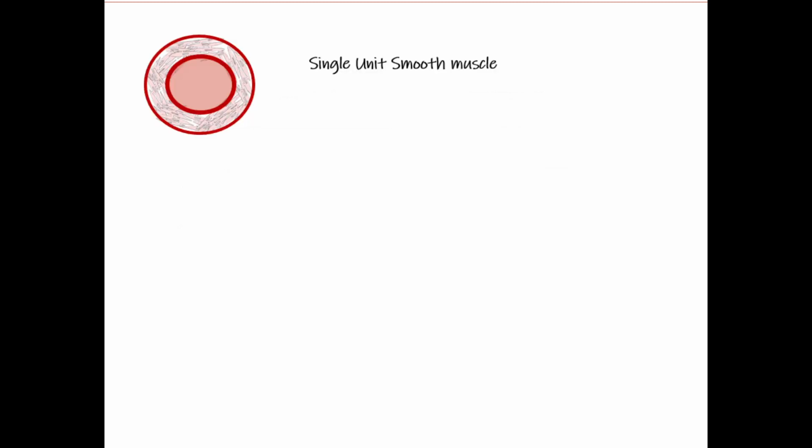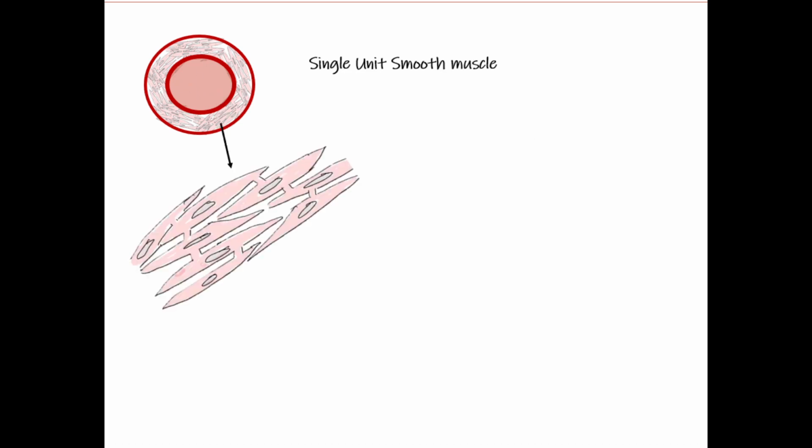There are two types of smooth muscle, and they're given the name based on how they're organized in our body. The first type of organization we call single unit smooth muscle. This is smooth muscle that's typically present in the walls of blood vessels. So imagine that this is an arteriole. We have lots of these smooth muscle cells in the wall. This would be the lumen, or the hollow portion of the vessel.